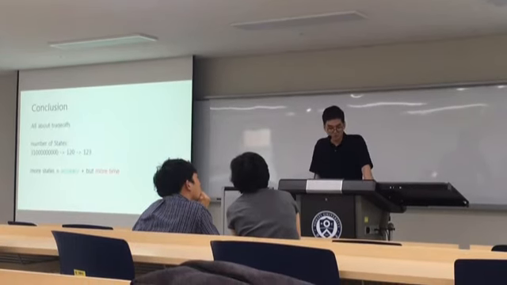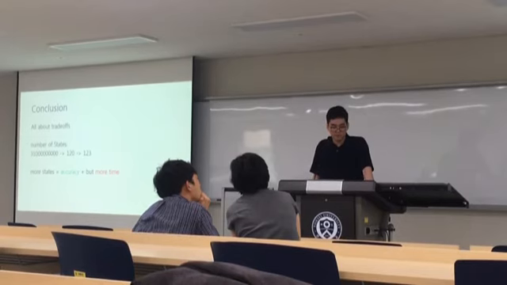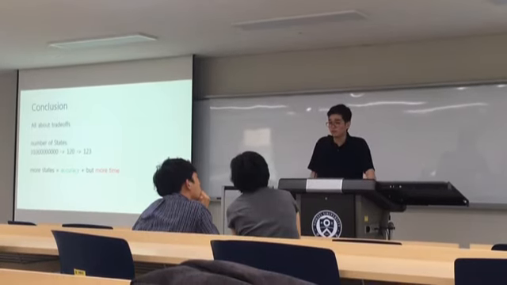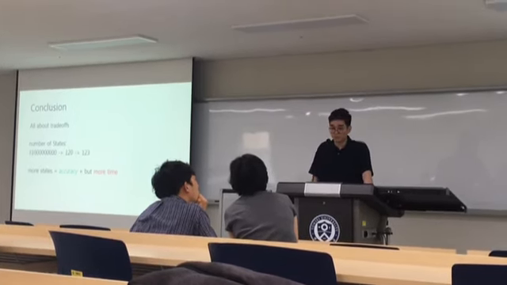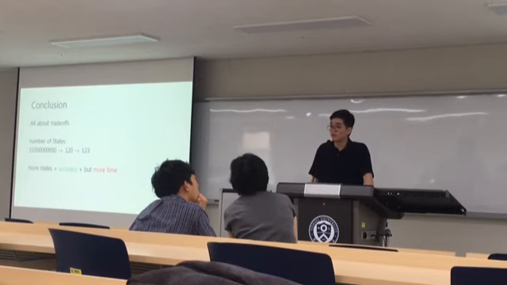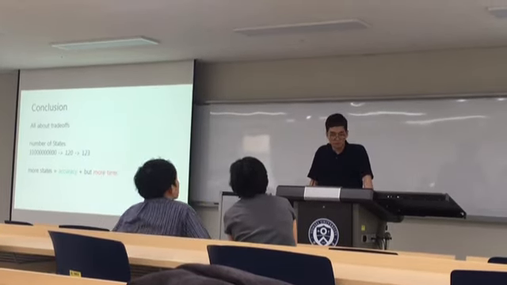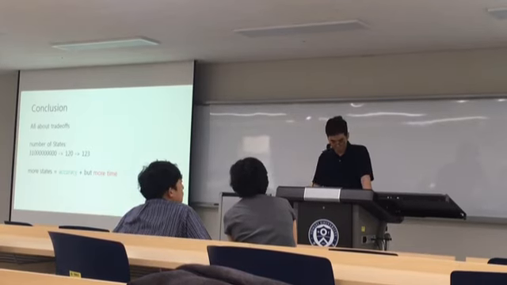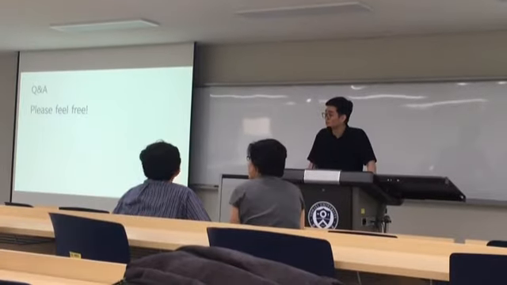Now it's the conclusion. The conclusion is all about trade-offs. If the number of states is too big, then it will take more time. I haven't tried, but I think it will get more accurate. So more states means more accuracy and more time. And if I had unlimited time and maybe a supercomputer, I could have better accuracy. So that's all of my presentation.